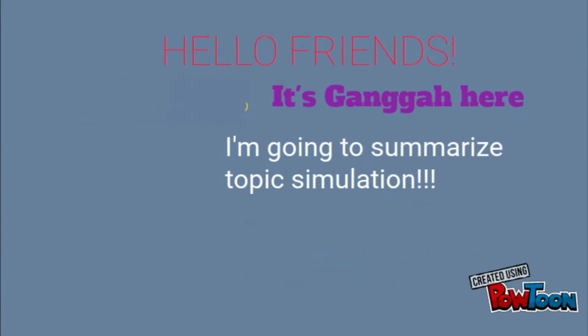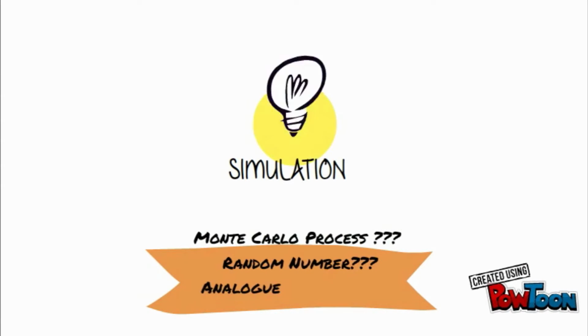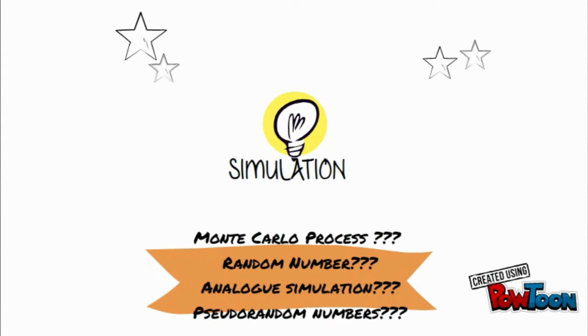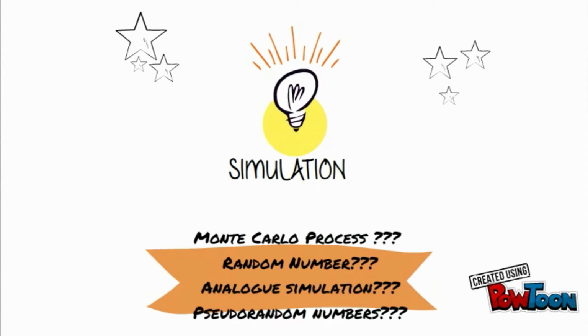Hello friends, it's Ganga here. I'm going to summarize the topic simulation, and here we go. Simulation: there are 4 processes in simulation. First, the Monte Carlo process, random numbers, analog simulation, and pseudo-random numbers.